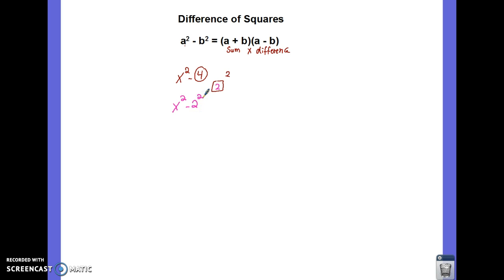Now we have it in the form of a squared minus b squared. So find the sum of your bases. So these are my bases, right? Base, exponent, base, exponent. So my first base is x. My second base is the 2. So the sum of the bases times the difference of the bases.